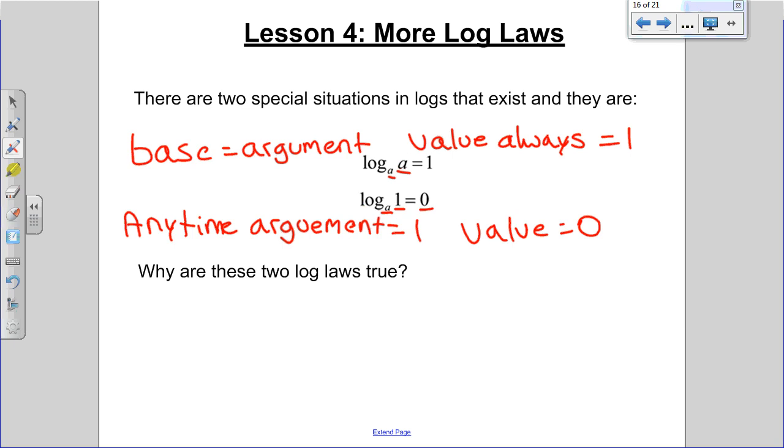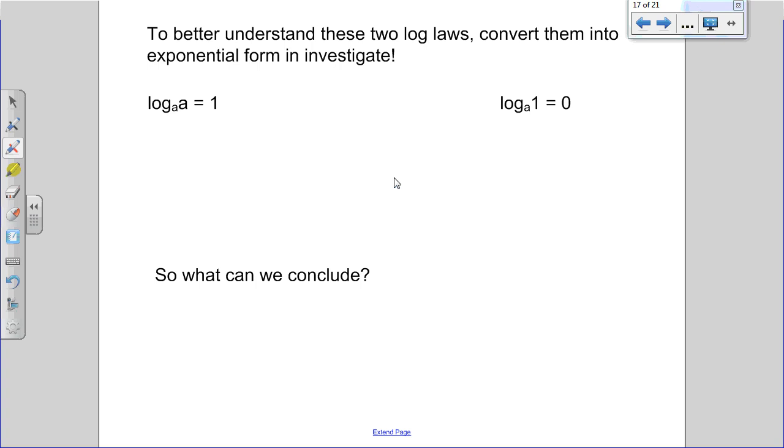Why does that work? If you want to understand why that works, change it into exponential form and find out what happens. If you had log a of a equals 1, and you were to change it into exponential form, the base remains the base, the value becomes the exponent, and the argument is now the value. So a to the power of something equals a. What's a to the power of something going to always equal a? It's always going to be 1. That's why it works out.